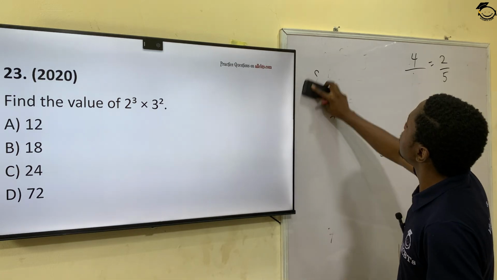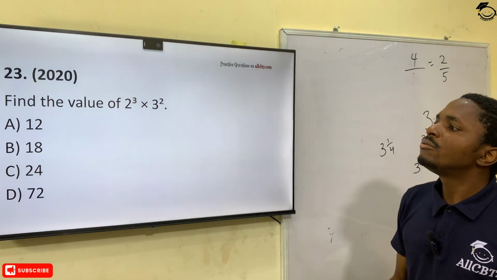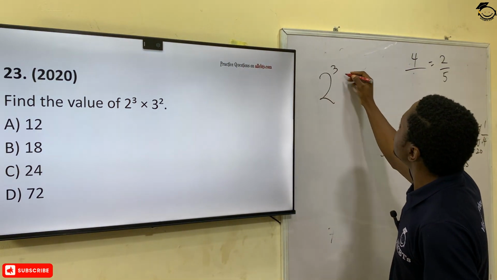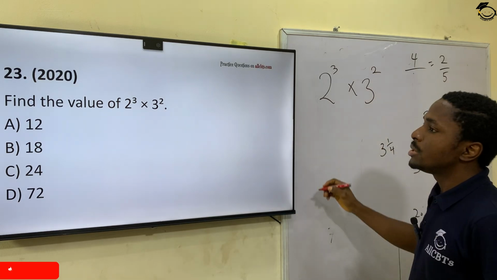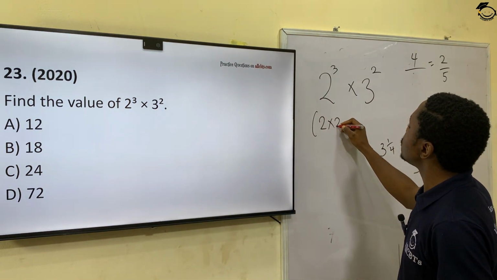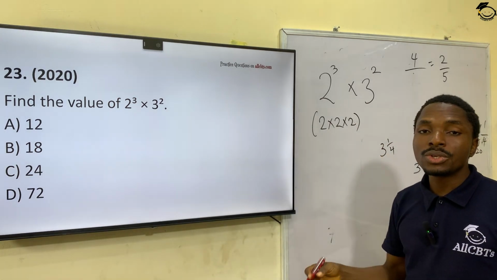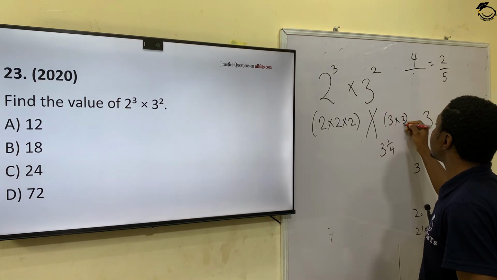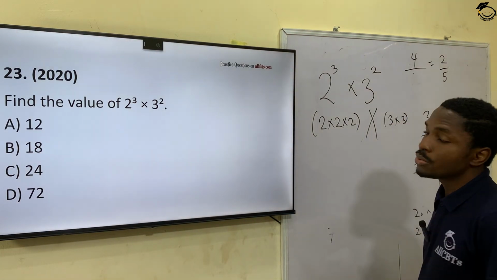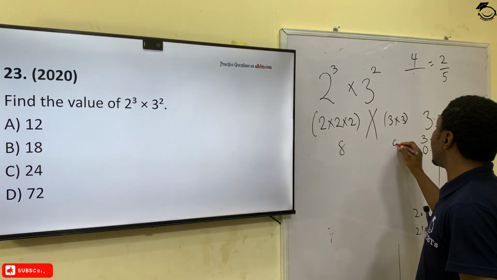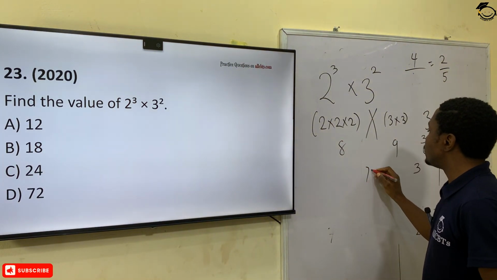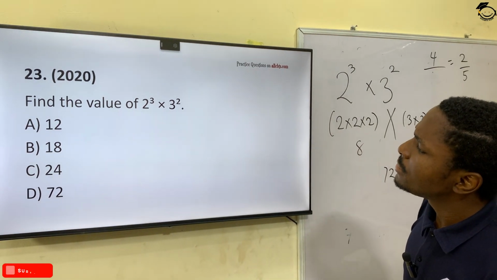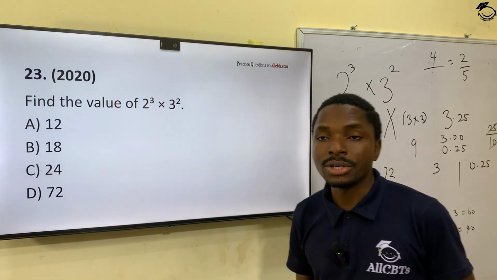Moving forward, 23. Find the value of 2 raised to power 3 times 3 raised to power 2. Okay, 2 raised to power 3 times 3 raised to power 2, which is what? 2 times 2 times 2. Simply put 2 in 3 places times 3 in 2 places. So 2 times 2 times 2 is 8, times 9. 8 times 9 is 72. So that's 72. What do we have here? Option D is the correct option.